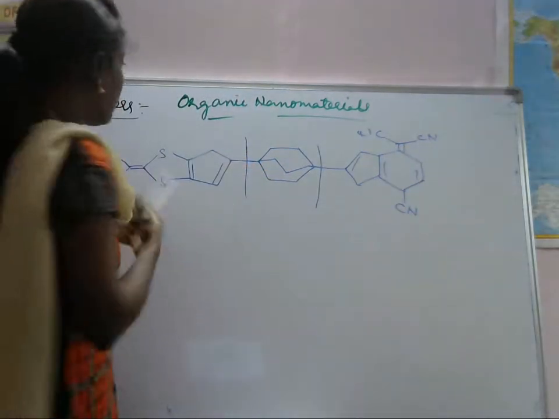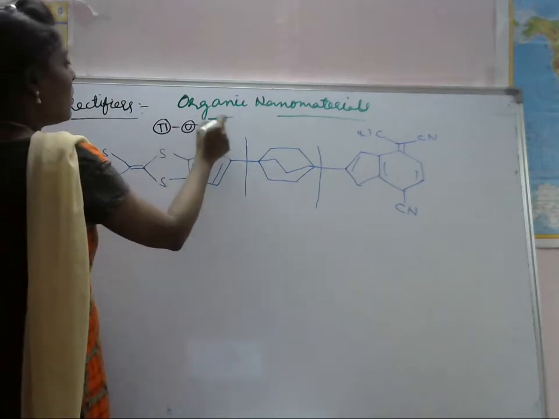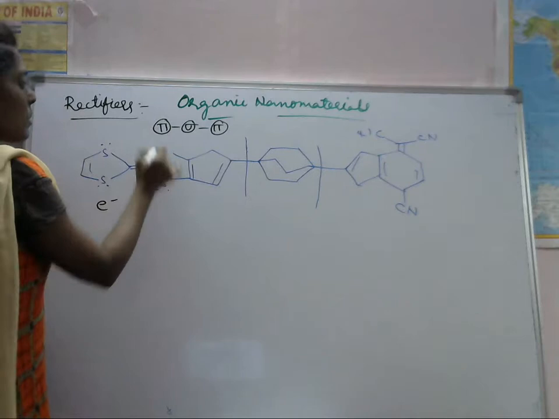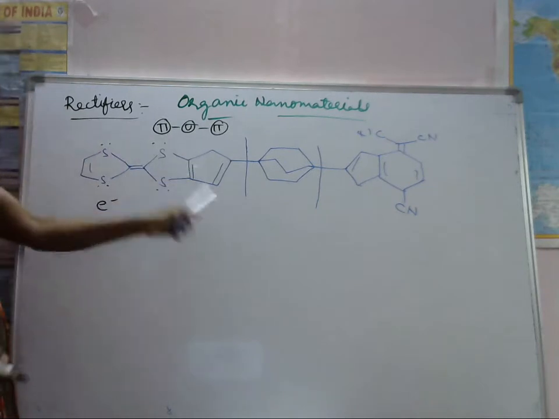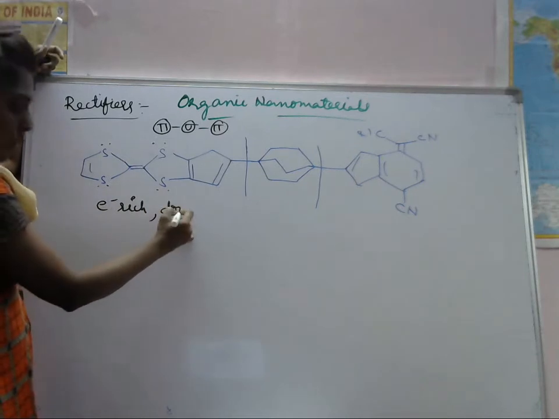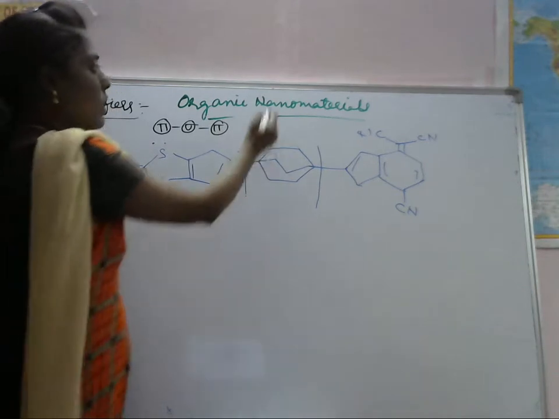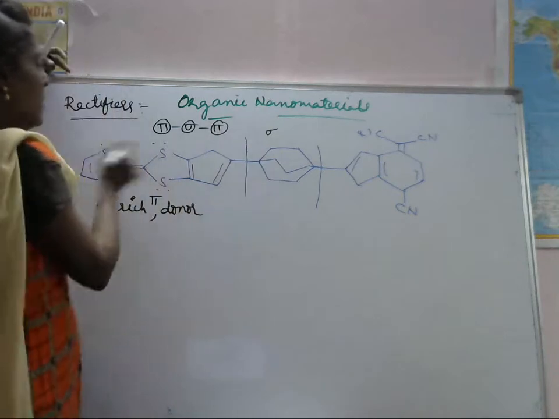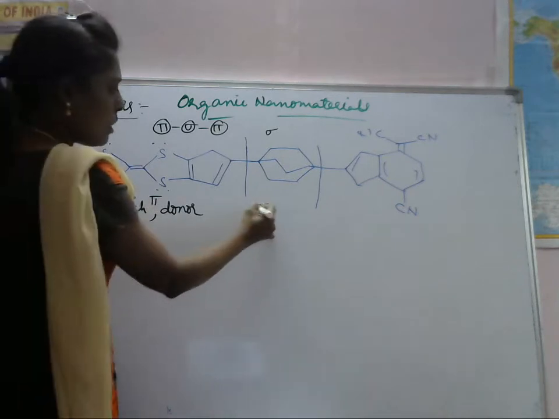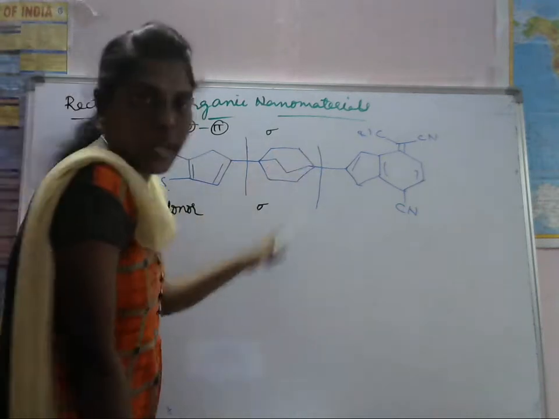It follows what I said before: pi, sigma, pi. This part is electron rich because lone pairs are present on the sulfur and double bonds are there. So it is called electron rich, and that's why it acts as a pi donor. Here only sigma bonds are present, and this other part has the pi part. All are covalent bonds, with no pi electrons in this one.